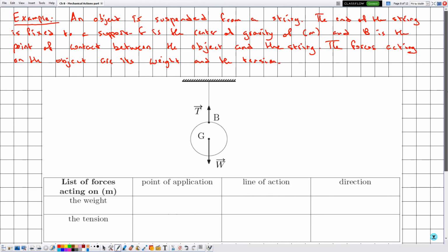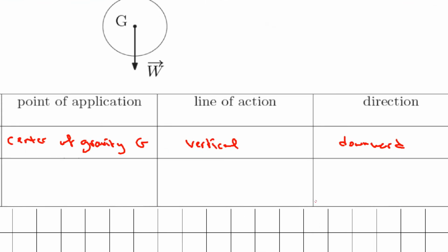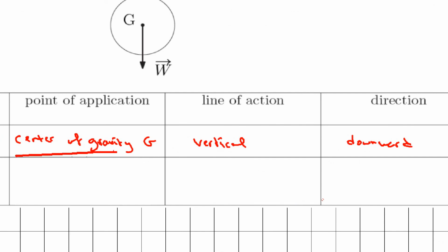Then let's complete this table. Always the first three properties of the weight are fixed and seen independently. So the point of application is the center of gravity G. As for the line of action, it is vertical. And as for the direction, it is downward. Recall that these three properties are always fixed and seen independently.